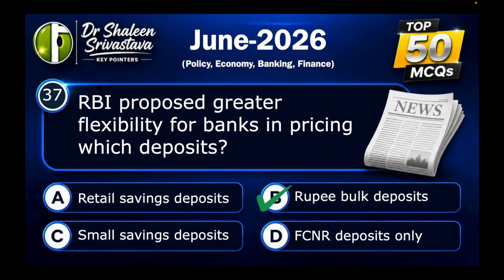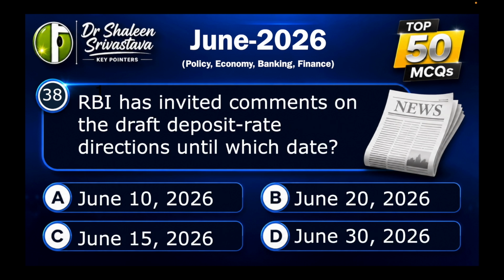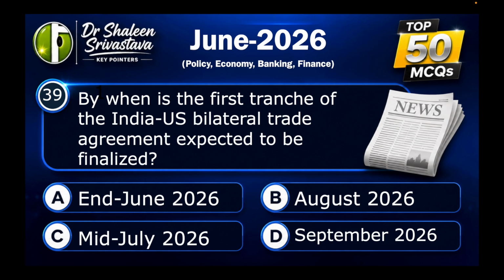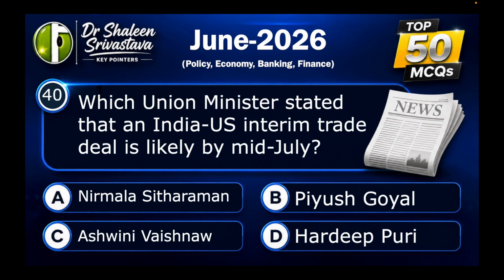Rupee bulk deposits. RBI has invited comments on the draft deposit rate directions until which date? The correct answer is B. June 20, 2026. By when is the first tranche of the India-US bilateral trade agreement expected to be finalized? The correct answer is C. Mid-July 2026. Which union minister stated that an India-US interim trade deal is likely by mid-July? The correct answer is B.